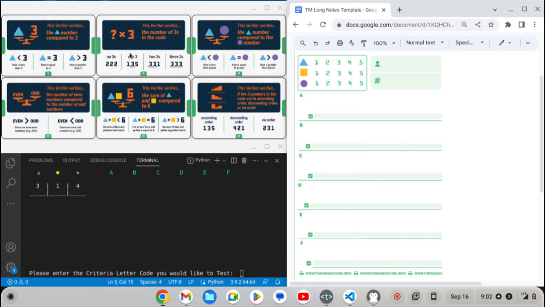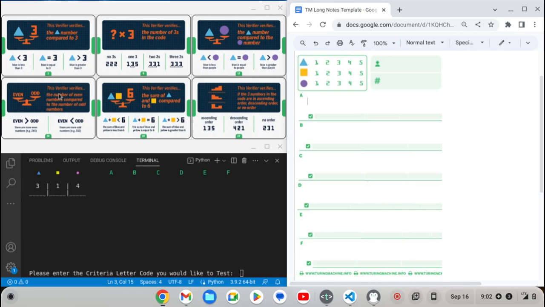Criteria card B looks at our 3-digit solution and will let us know how many of those digits are 3. Are there no 3s? Is there a single 3? Perhaps 2? Maybe even all 3 are 3. Criteria card C will compare our first and last digit, triangle and circle. So should the value of triangle be less than circle? Should they be equal to each other? Or should triangle be greater than circle?